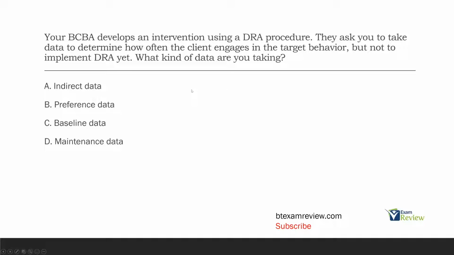A, indirect data. Well, indirect data would not be on the client. You'd be taking data on something else away from the client. Here you're directly taking data on the client. You're just taking it before intervention. B, preference data. Are we taking any sort of preference assessment data here? No, we're talking about intervention and pre-intervention. So C, baseline data. We're looking at data prior to intervention, and data prior to intervention is going to be baseline. So your BCBA wants you to take baseline data.